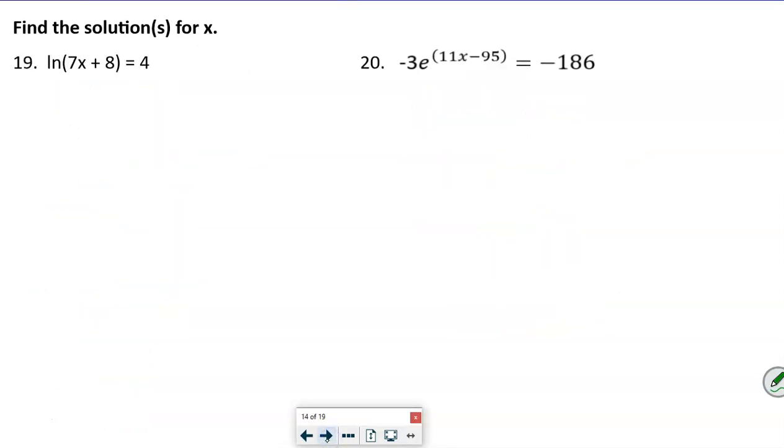So now, find the solution for x. So what we're going to do here is to get rid of that ln, we're going to take both sides to the e power. So that's going to give me 7x plus 8 equals e to the 4th.